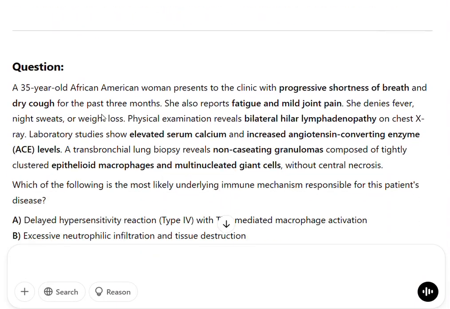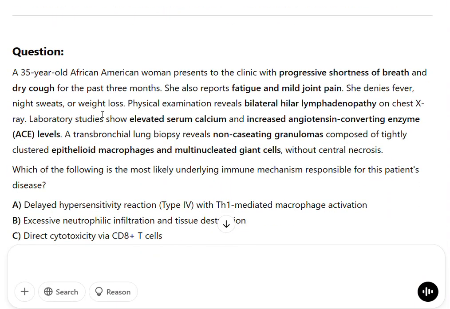Here's a USMLE-style question on non-caseating granulomas, e.g. sarcoidosis. Question: A 35-year-old African-American woman presents to the clinic with progressive shortness of breath and dry cough for the past 3 months. She also reports fatigue and mild joint pain.